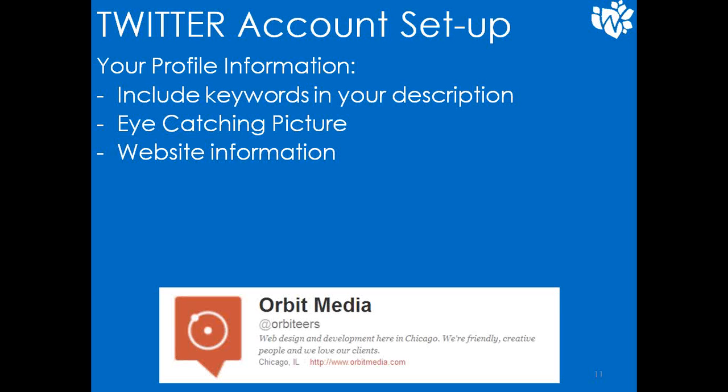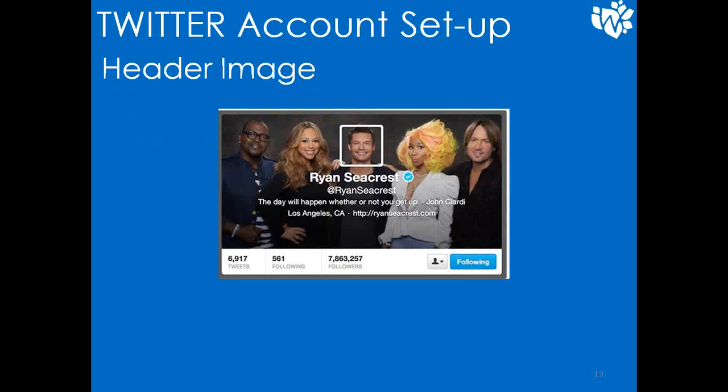Then I want to look at header images. This is a new thing from Twitter. As you can see, this is Ryan Seacrest's header image. The square around his face is actually his picture, his icon that shows up beside everything. And then he managed to put a header image around that. That header image size, if you want to create a custom one, is 260 pixels tall by 520 pixels wide.